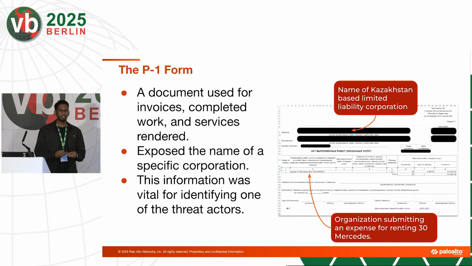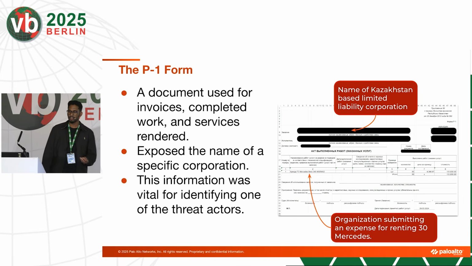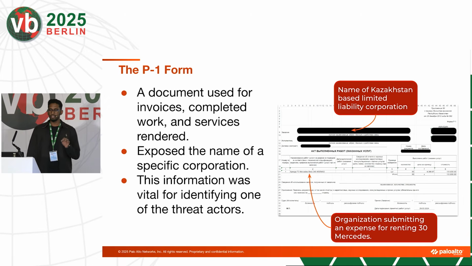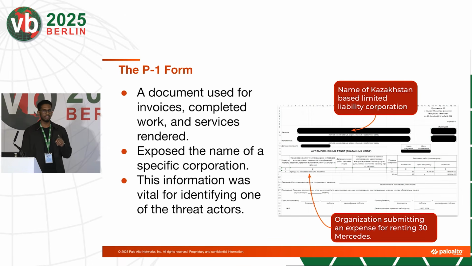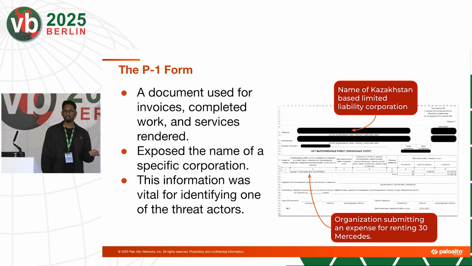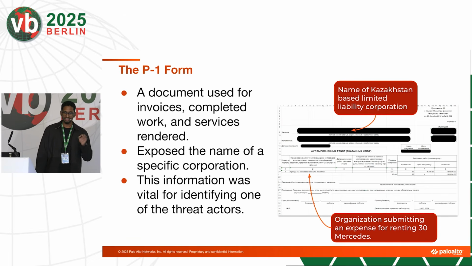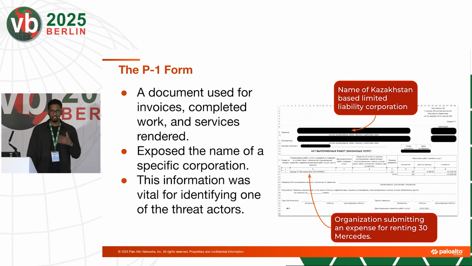The spreadsheet we found contained a transaction between two companies, both based in Kazakhstan. Crucially, one of the company names was exposed in this document, and this ended up being a vital piece of information that helped us with the threat actor profiling. As a side note, the form itself was a pretty strange transaction, the renting of 30 Mercedes cars. Unfortunately, we don't really know the background story to that.